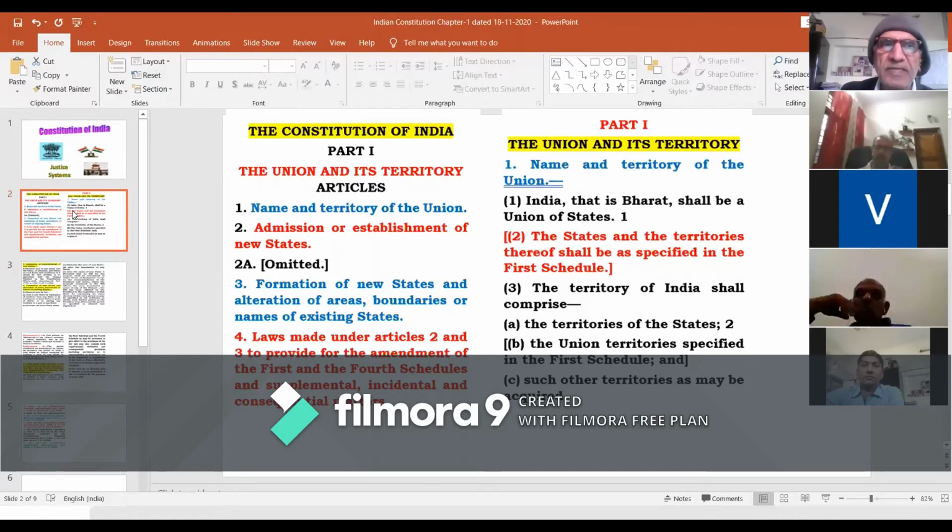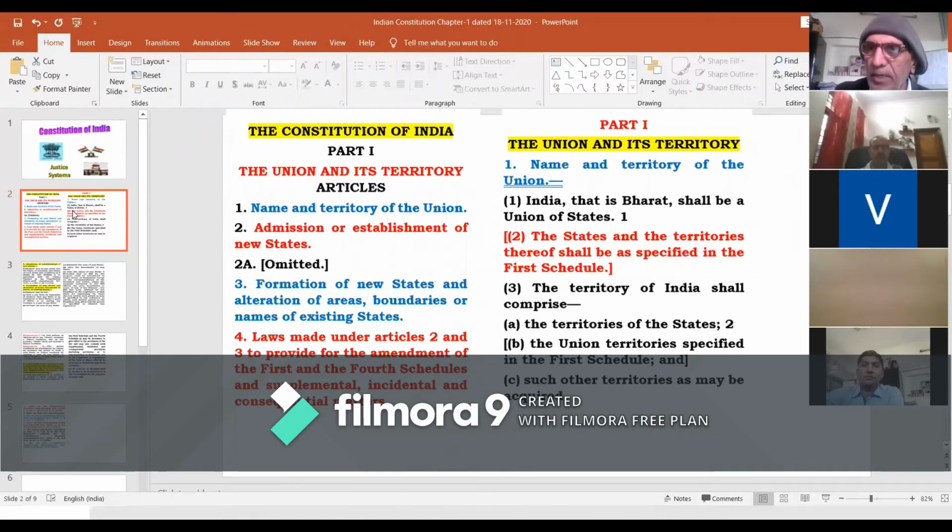Now, this is just an index part. Now, let's go through the substantive provisions. Article 1. The title is Name and Territory of the Union. See, number 1: India, that is Bharat, shall be a union of states. India, then there is a comma, that is Bharat.